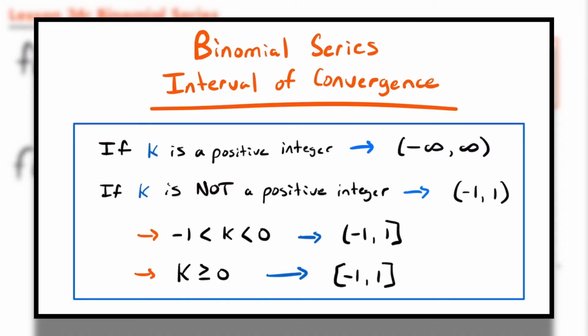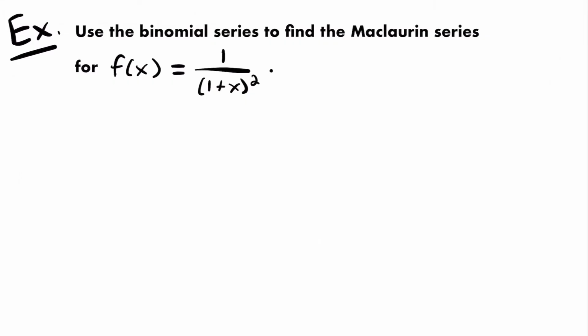All right, and so with that, we are ready to look at our first example of using the binomial series to represent a function as a Maclaurin series. Okay, so here's our first example. We want to use the binomial series to find the Maclaurin series for f of x is equal to 1 divided by 1 plus x quantity squared.